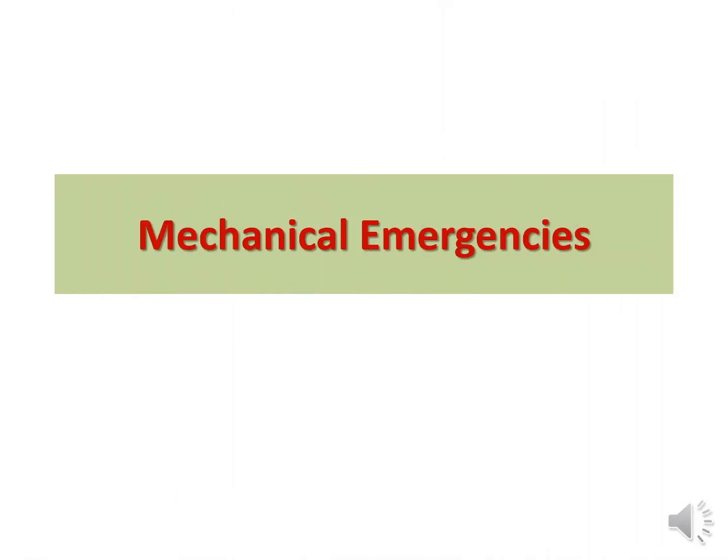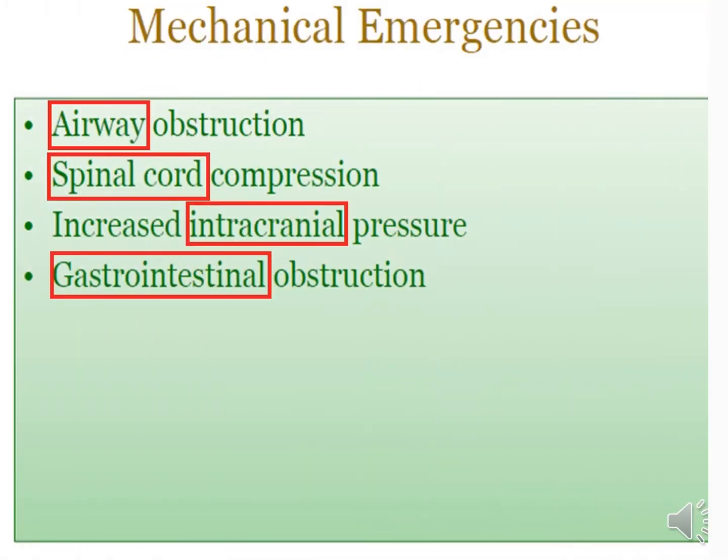The last emergency we are going to speak about is mechanical emergency. Of course, we have 4 types of mechanical emergencies, including obstruction of the airway, compression of the spinal cord, increase of the intracranial pressure leading to brain herniation, and sometimes GIT obstruction, spinal obstruction, I mean.